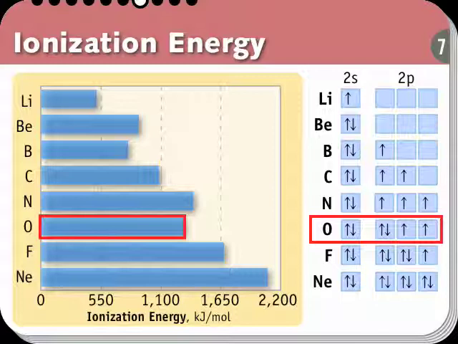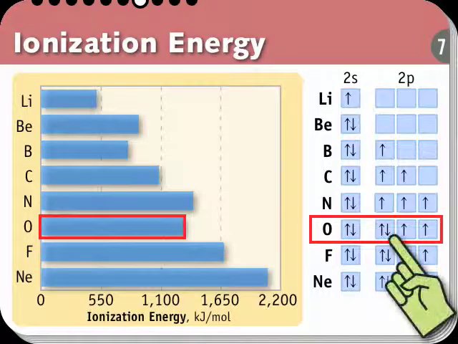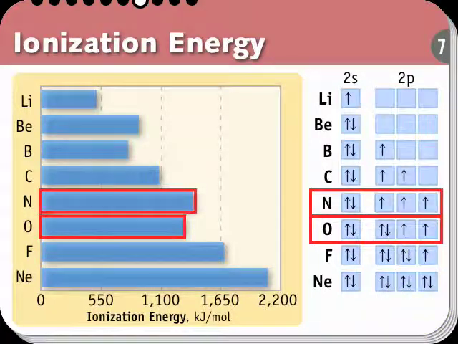Oxygen represents another interesting case. The electron being removed when oxygen ionizes is one of a pair of electrons. The electron-electron repulsion effect causes this configuration to be lower in energy than that of nitrogen, and thus oxygen ionizes at a lower energy than does nitrogen.